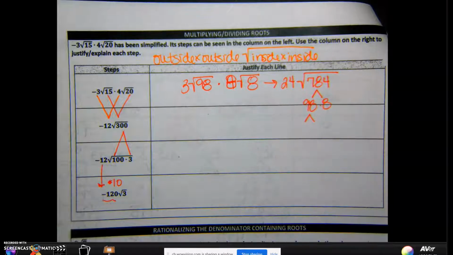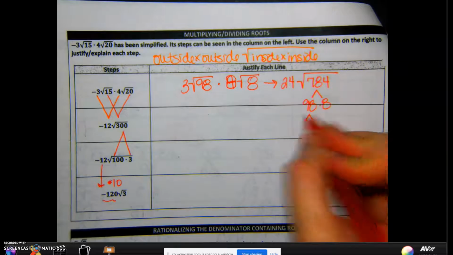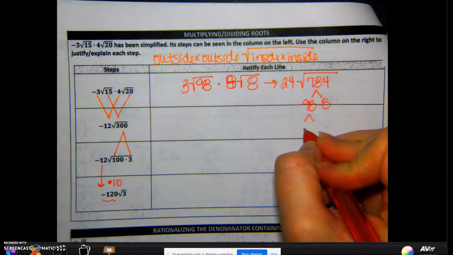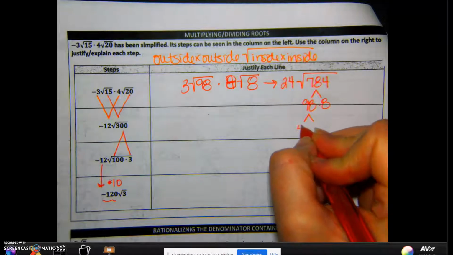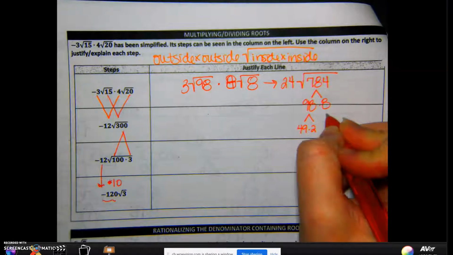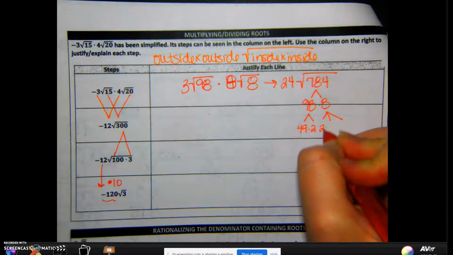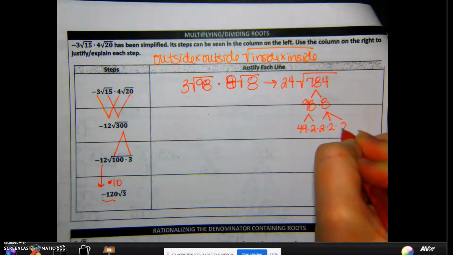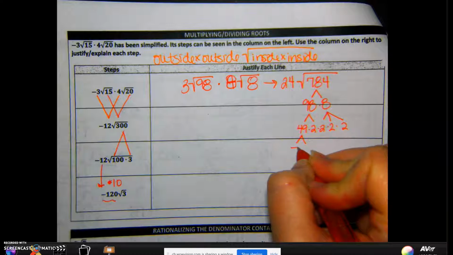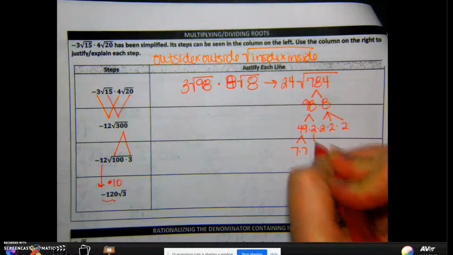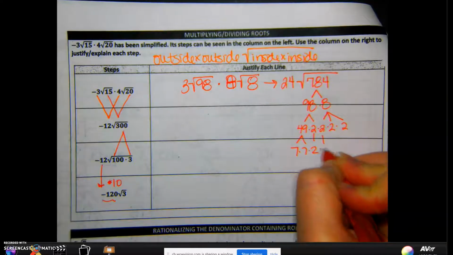Are there multiple other things that will go into it? Yes. What multiplies to 98? 49 and 2. Good math. 49 breaks down into 7 and 7. Bring everything else down.